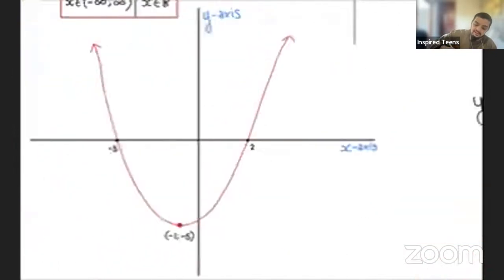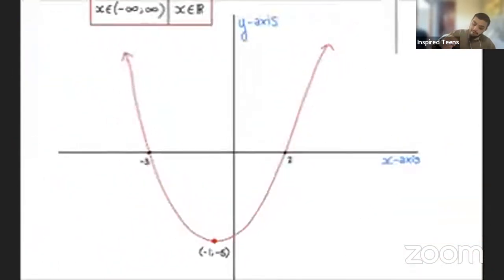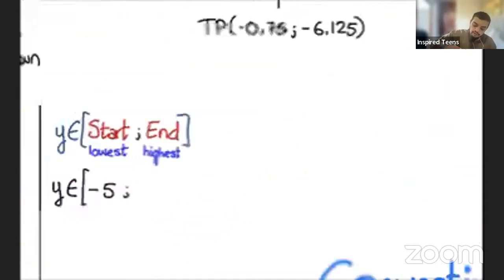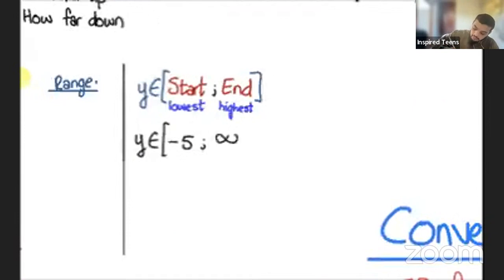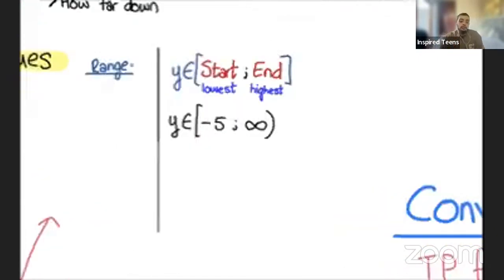What about the highest value? If I follow my graph in the up direction, we know this graph goes forever, positive infinity upwards and rightwards. So the highest value is therefore positive infinity. And I cannot include infinity. It's not something that I can include. So I don't include infinity. So this is the range of my graph. Y is an element of, starting at -5, its lowest value, and ending at positive infinity.